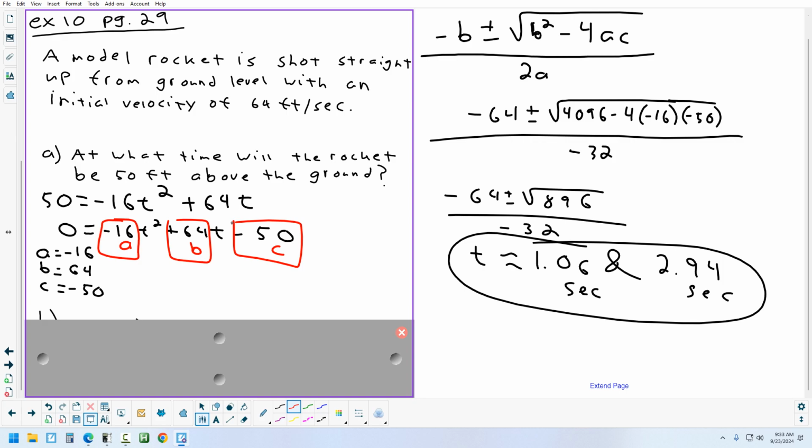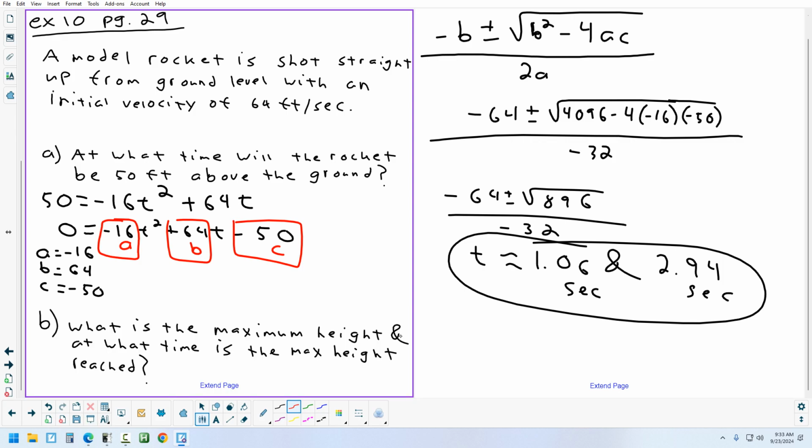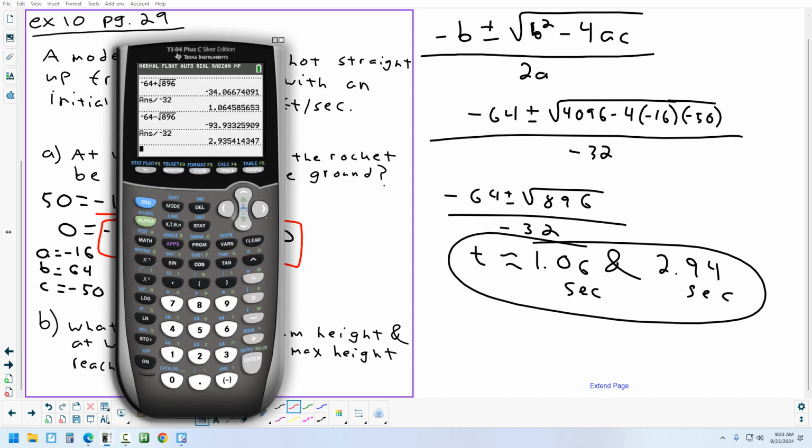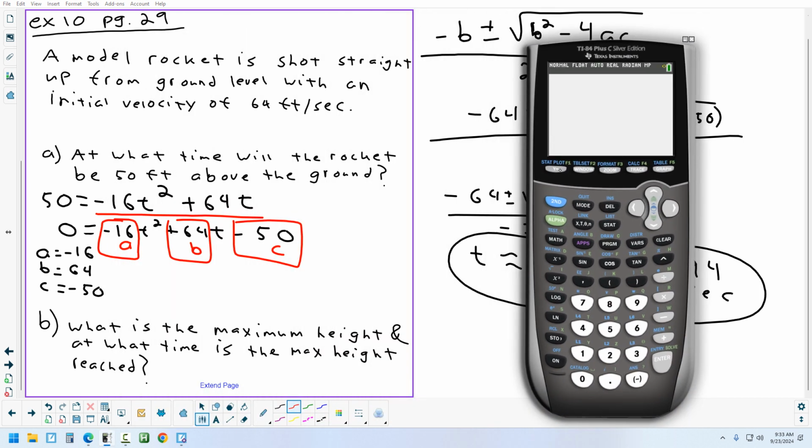Now, for the next part, I want to use the calculator. It says, basically, how high does the rocket go, and when does it reach that maximum height? Okay. So for that, I'm not using the 50 feet. That was part of it. I don't care when it's at 50 feet. I want to just look back at the original formula that I had. Negative 16t squared plus 64t. Let's type that in. Under y equals, put in negative 16t squared. You do have to use x. You can't use t. It's negative 16x squared plus 64x.